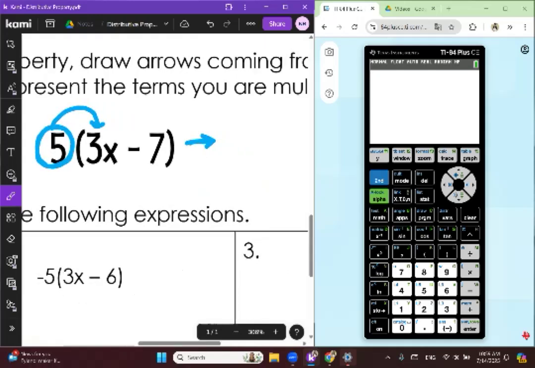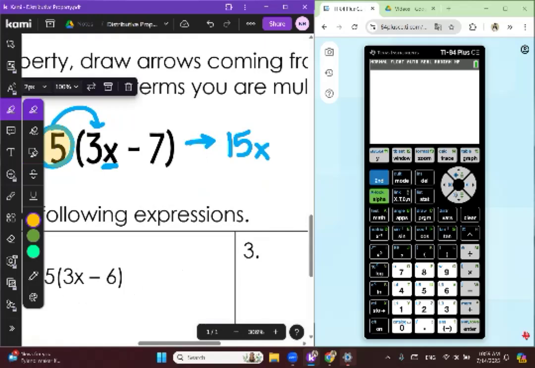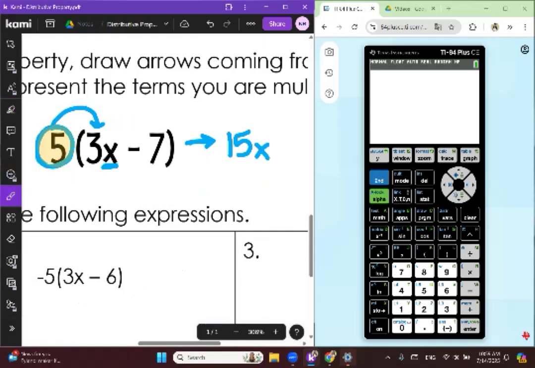5 times 3x is, when we multiply 5 times 3, we get 15, but this term has an x, so make sure you reattach the x to it, okay? Now, the second set, this is the number that we're going to be multiplying both times. We're going to be distributing that number 5 each time. So I'm going to take that 5. Now I'm going to multiply it by a what? -7. Don't forget to double check that sign in front.